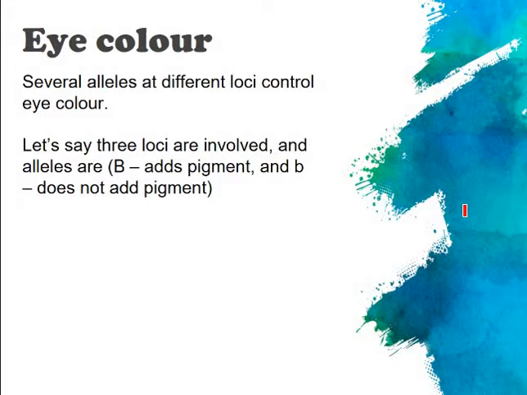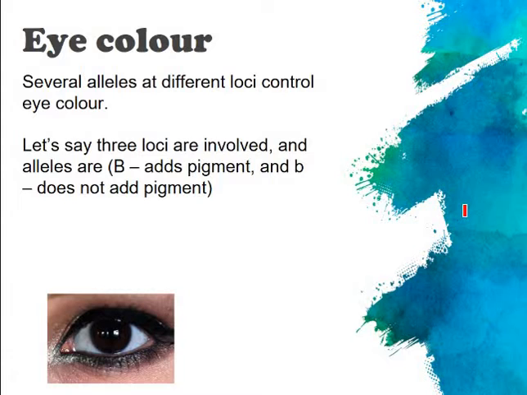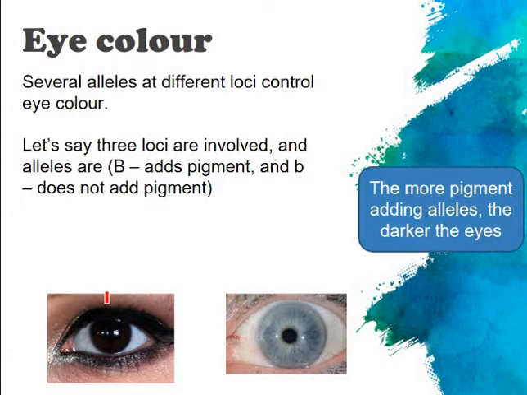If you happen to be a person who's inherited all dominant alleles, you will have very, very dark eyes. If you happen to be inheriting all the small recessive alleles, you'll have very, very blue eyes. The more pigment adding alleles you get, the darker your eyes are. So there'll be people who have some of the big B's and some of the small b's, and they might end up with a light brown color.